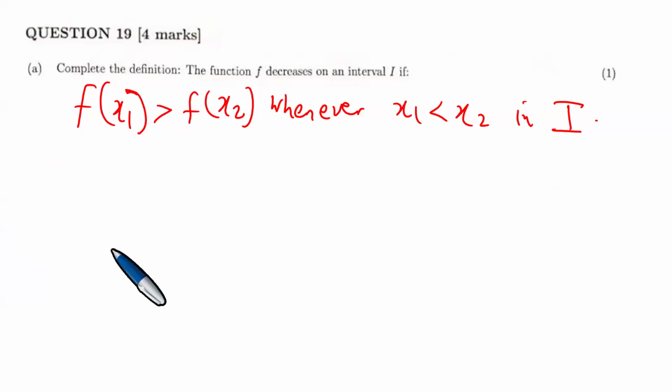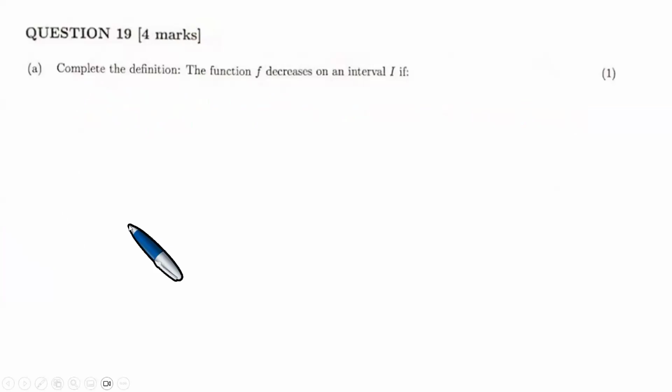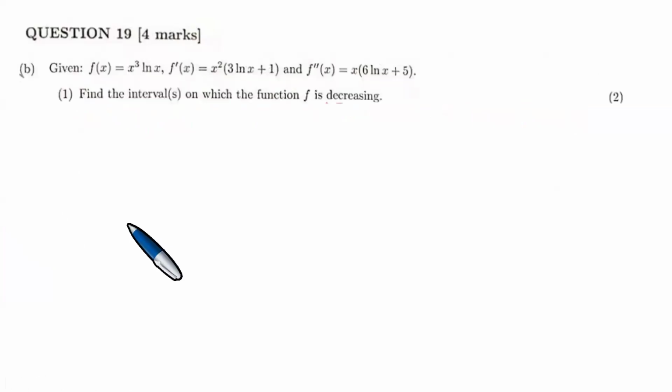So now we move forward. We're looking at this question part B, and we're saying that given f of x equals x cubed ln x, f primed is x squared times the quantity 3 ln x plus 1, and f double primed is x times the quantity 6 ln x.